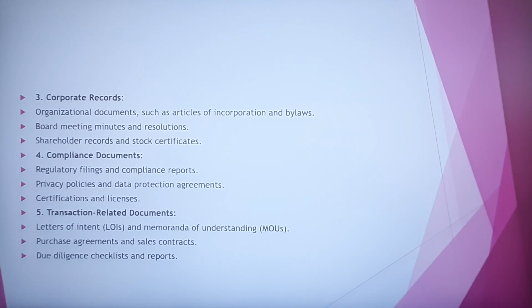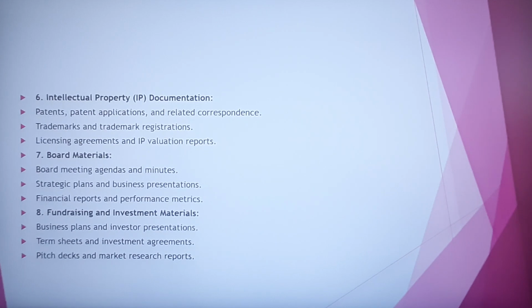Number 5, transaction-related documents: letters of intent and memoranda of understanding, purchase agreements, sales contracts, due diligence checklists and reports. Number 6, intellectual property documentation: patent applications and related correspondence, trademarks and trademark registrations, licensing agreements, IP evaluation reports. Board materials: agendas and minutes, strategic plans and business presentations, financial reports, performance metrics. Fundraising and investment materials: business plans and investment presentations, term sheets, investment agreements, pitch decks, and market research reports.